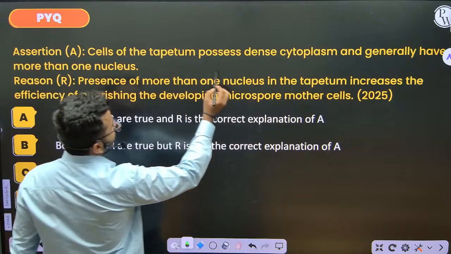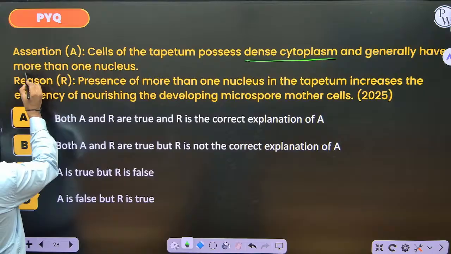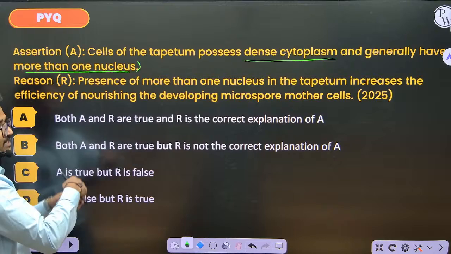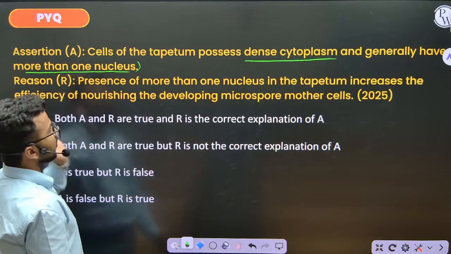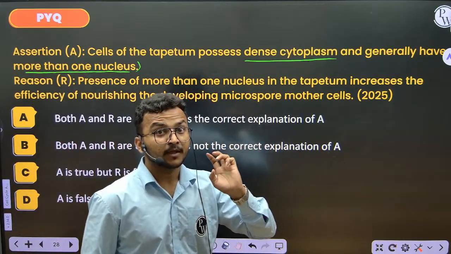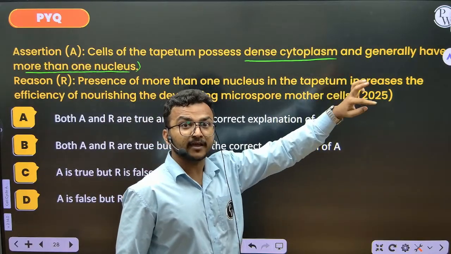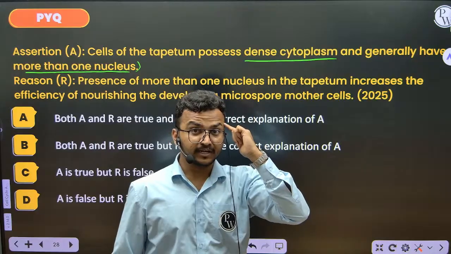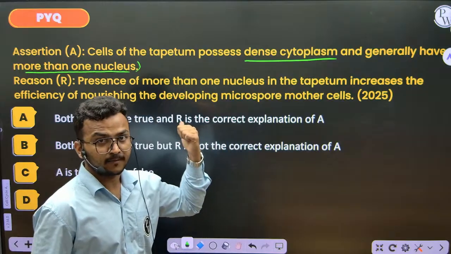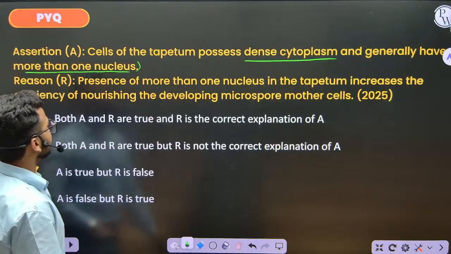Assertion: cells of the tapetum possess a dense cytoplasm and generally have more than one nucleus. That is true, no? So it is having more than one nucleus. That is the correct statement. Why is it having more cytoplasm and more than one nucleus? You should get that reason in your mind before reading the reasoning statement. Now I will read the reasoning.